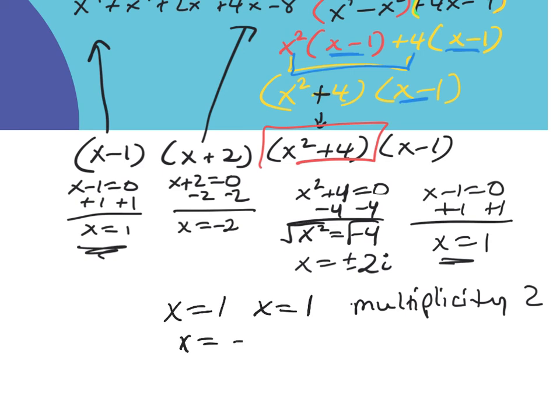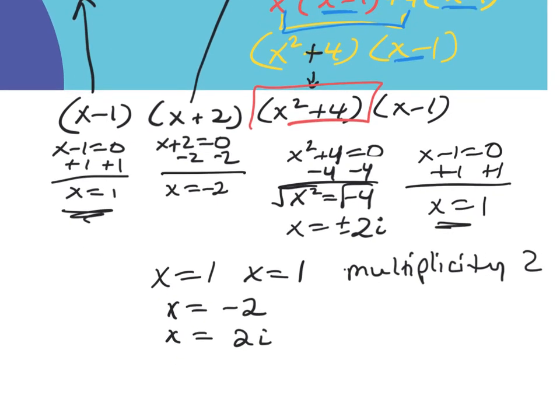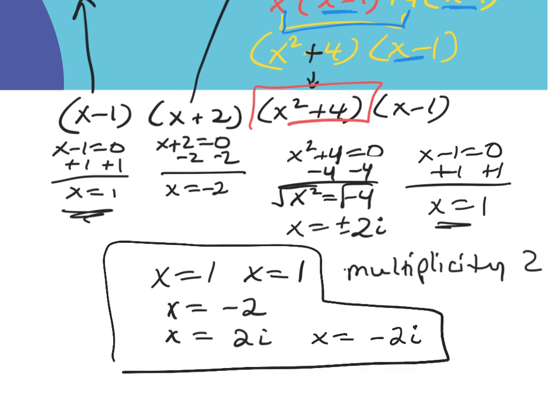My next solution is negative 2. And then I have another one at 2i. And then the last one is at negative 2i. So I've got 2 imaginary solutions and 2 rational solutions, but the x equals 1 occurs twice. So these are my 5 zeros. When you're keying it in, you don't need to enter x equals 1 twice. You'll just enter it once. But let me go ahead and show you what the graph looks like.